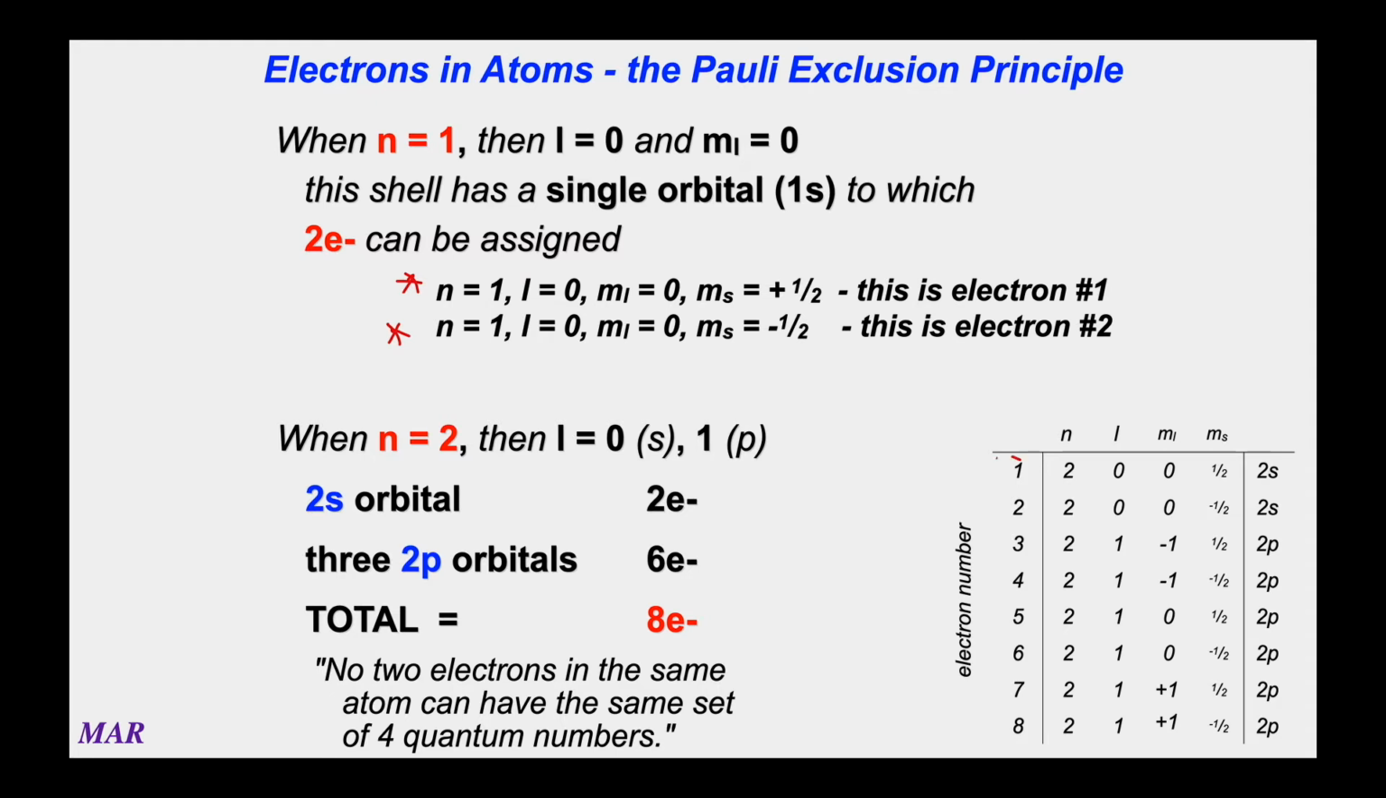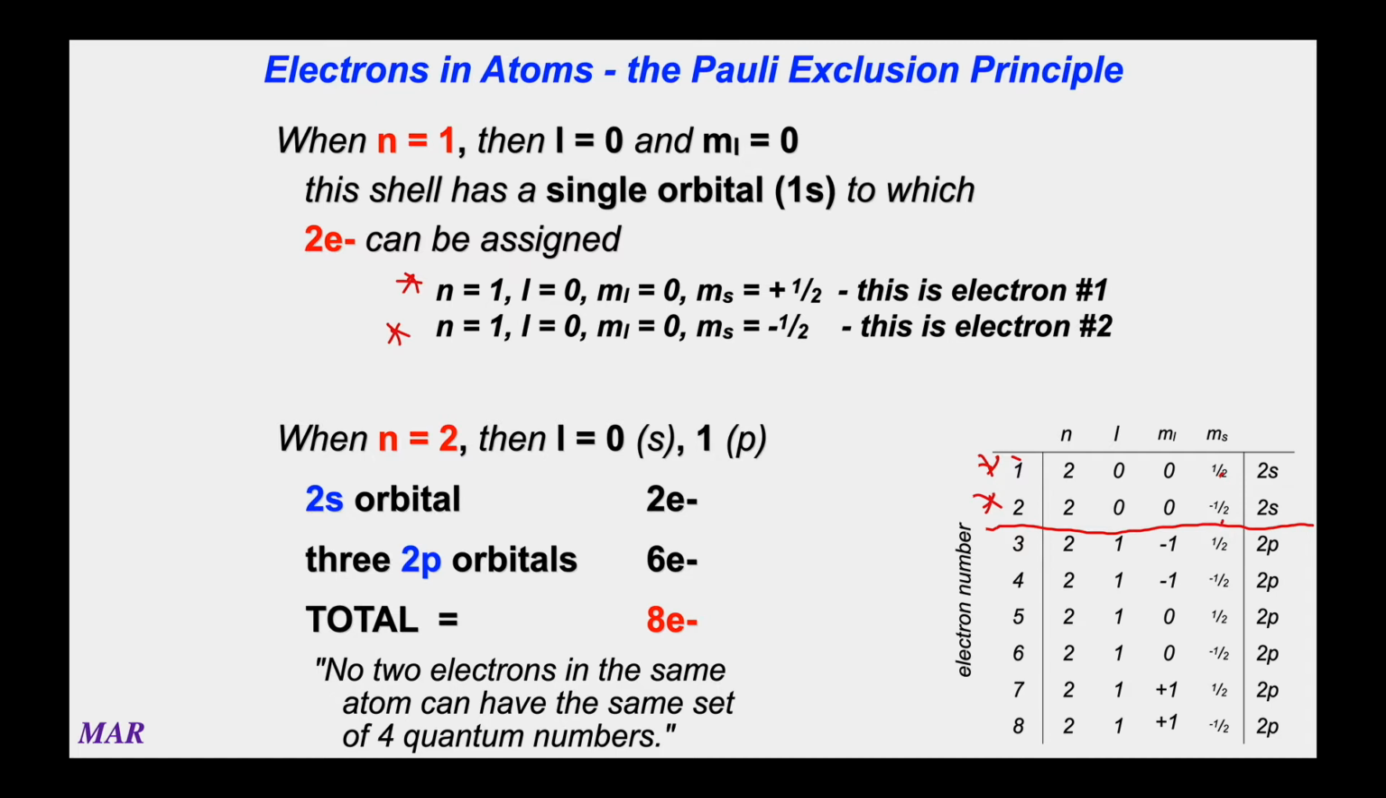So let's look at the first 2 right here first. Those are n equals 2, L equals 0, m sub L equals 0. When L equals 0, m sub L can only equal 0, so there's only 1 allowed m sub L. And like before, m sub S can be positive 1/2 or negative 1/2. So these first 2 electrons are the 2 electrons going in the 2s orbital, or the 2s subshell, if you will.